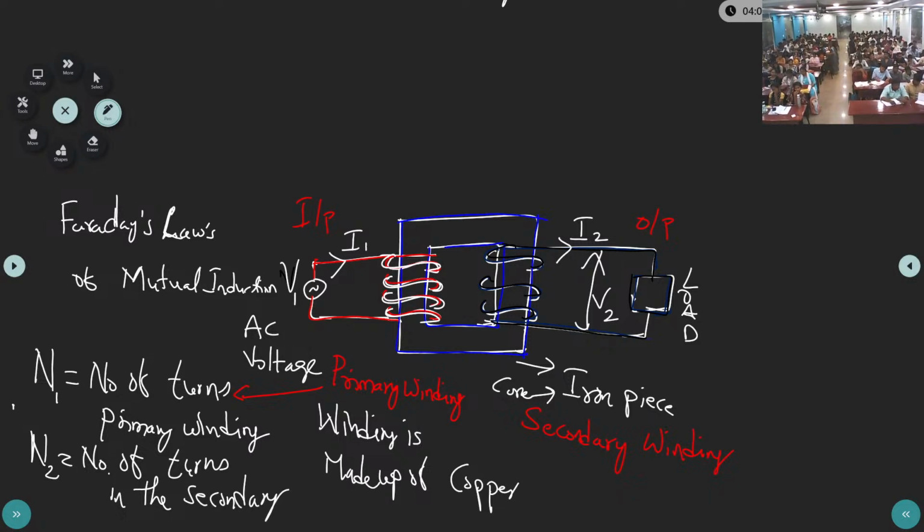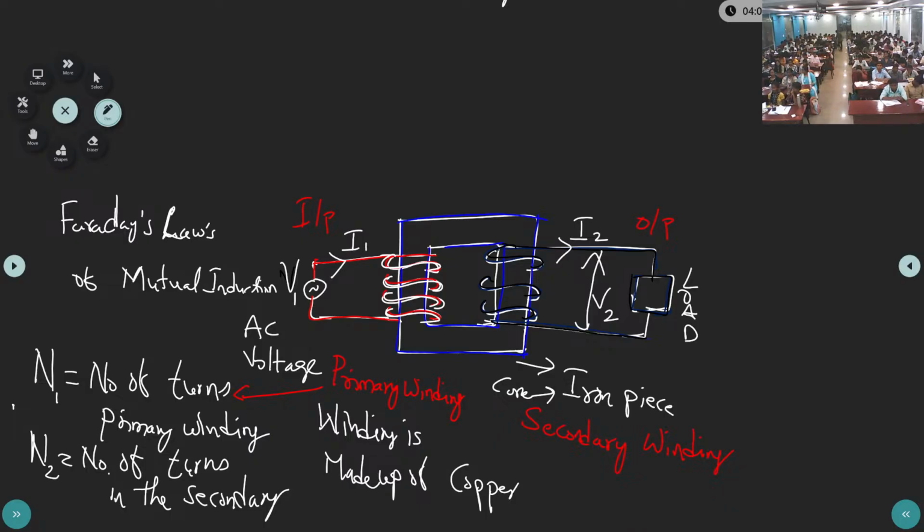N1 is the number of turns in the primary winding. N2 is the number of turns in the secondary winding. Primary voltage V1, primary current I1, or you can say input voltage, input current. Output voltage, output current, V2, I2. So this is the nomenclature of the transformer. Any transformer has input two terminals, V1 voltage, primary current, and output voltage and output current, that is V2, I2.